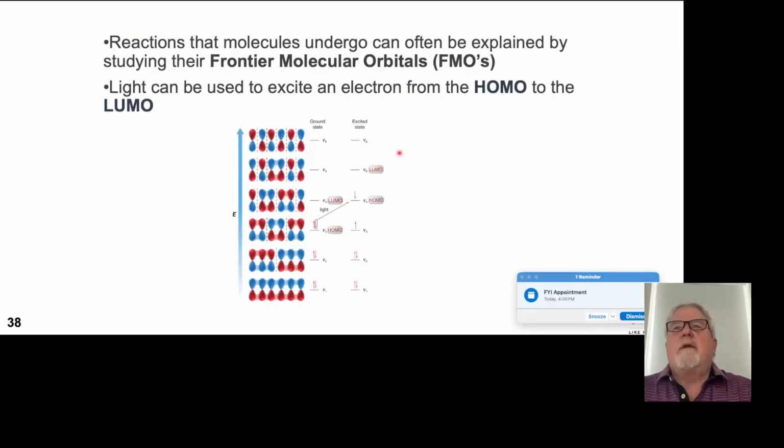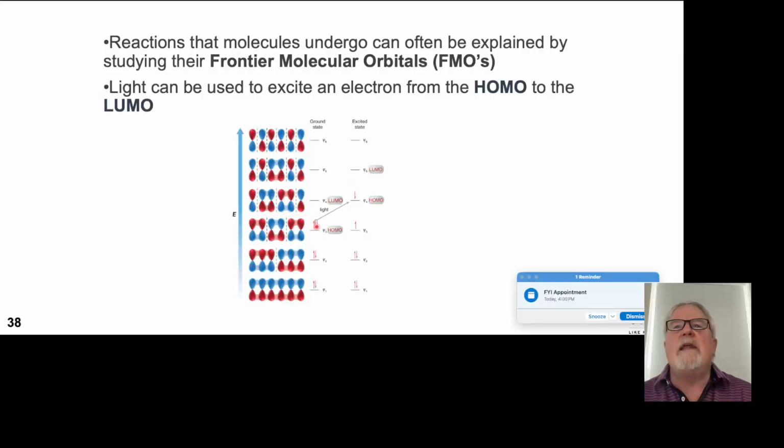The next thing we're going to be considering are reactions of these systems, of any systems actually. When we have a reaction between two chemical species, it is the electrons that are in the highest energy orbitals, the highest occupied orbitals, that are the most important in terms of the interactions between the two molecules. Reactions that molecules undergo can often be explained by studying their frontier molecular orbitals. And those are the orbitals where the occupied ones are highest in energy, and the unoccupied ones are lowest in energy.